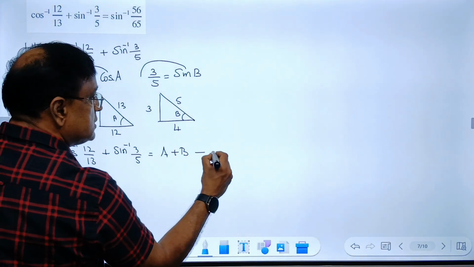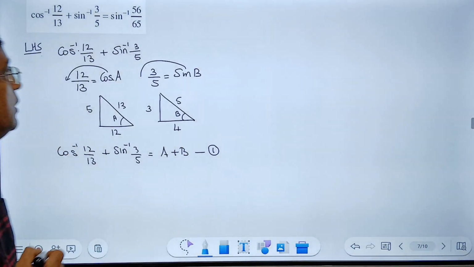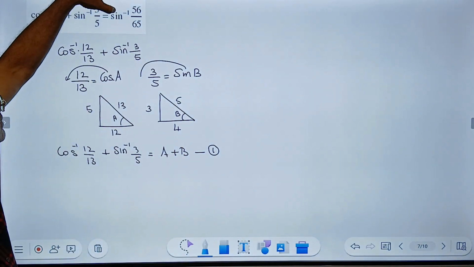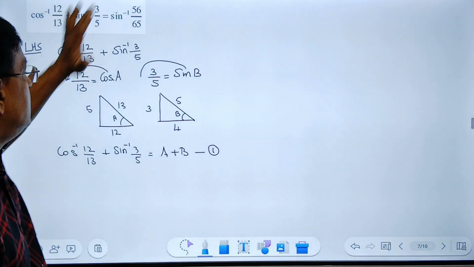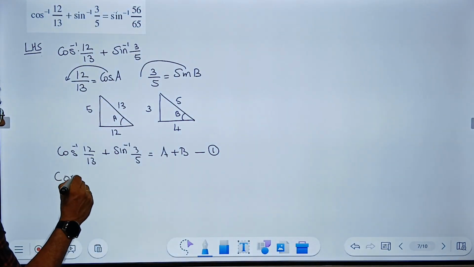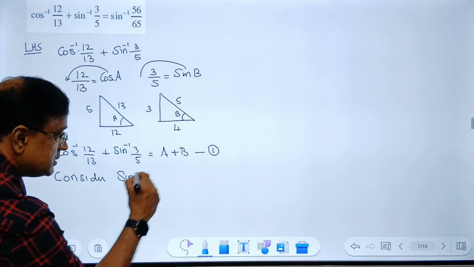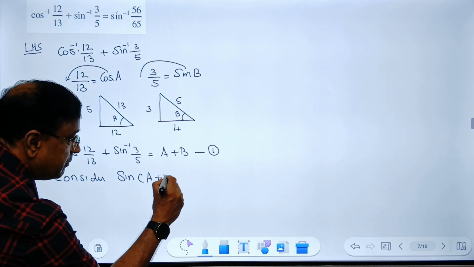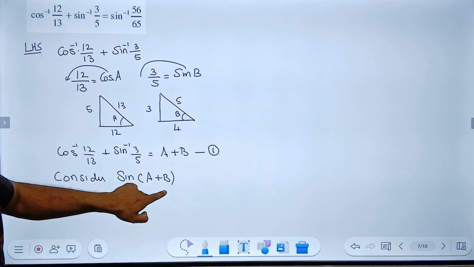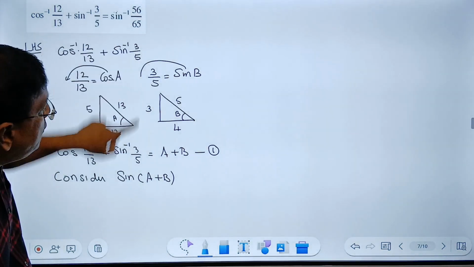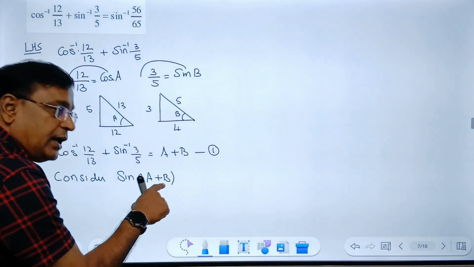So, I call this as 1. Leave it. Now I go to the right hand side. What is the answer I want? I want sine inverse. If you want sine inverse, then I will consider sine of A plus B. If I want to prove cos inverse, I will take cos of A plus B. If I want tan inverse, I will take tan of A plus B. If it is A minus B, I will take A minus B.